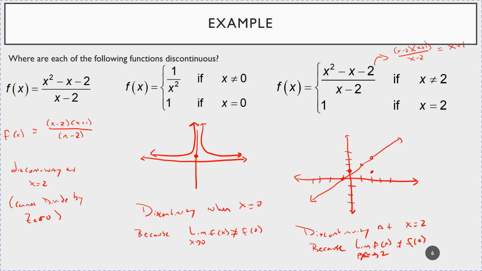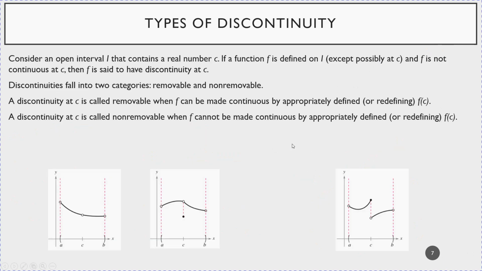Remember, you need to have this nice smooth graph. You can't take your pen off the graph if you want to have continuity. Okay, so we've been talking a lot about discontinuity, but it turns out there are two types of discontinuity. Consider an open interval I that contains a real number c.